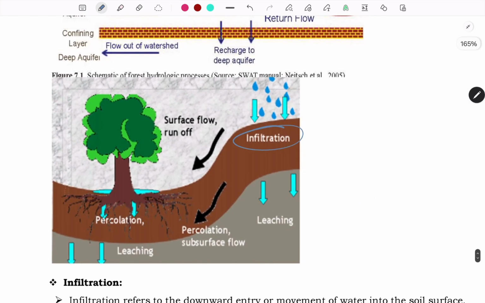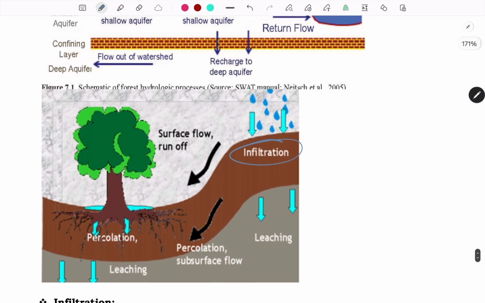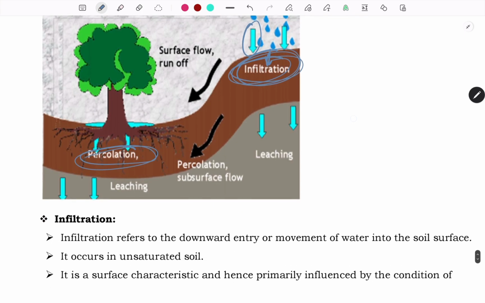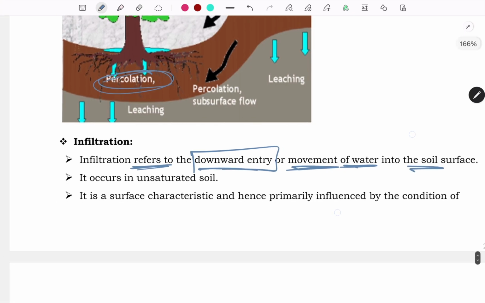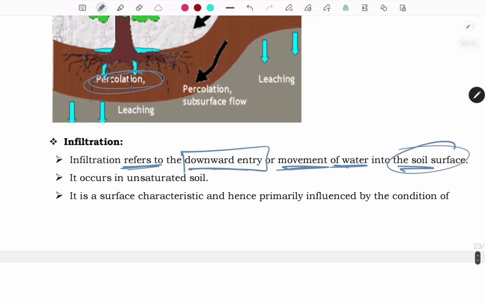The first one is infiltration. Whenever there is a rainfall, the water moves into the surface soil. When there is a rainfall here, water moves into the soil, that is infiltration. When the water gets into the deep soil, that is called percolation. See here, infiltration refers to downward entry. It's a downward entry or the movement of water into the soil surface. That's what infiltration means.